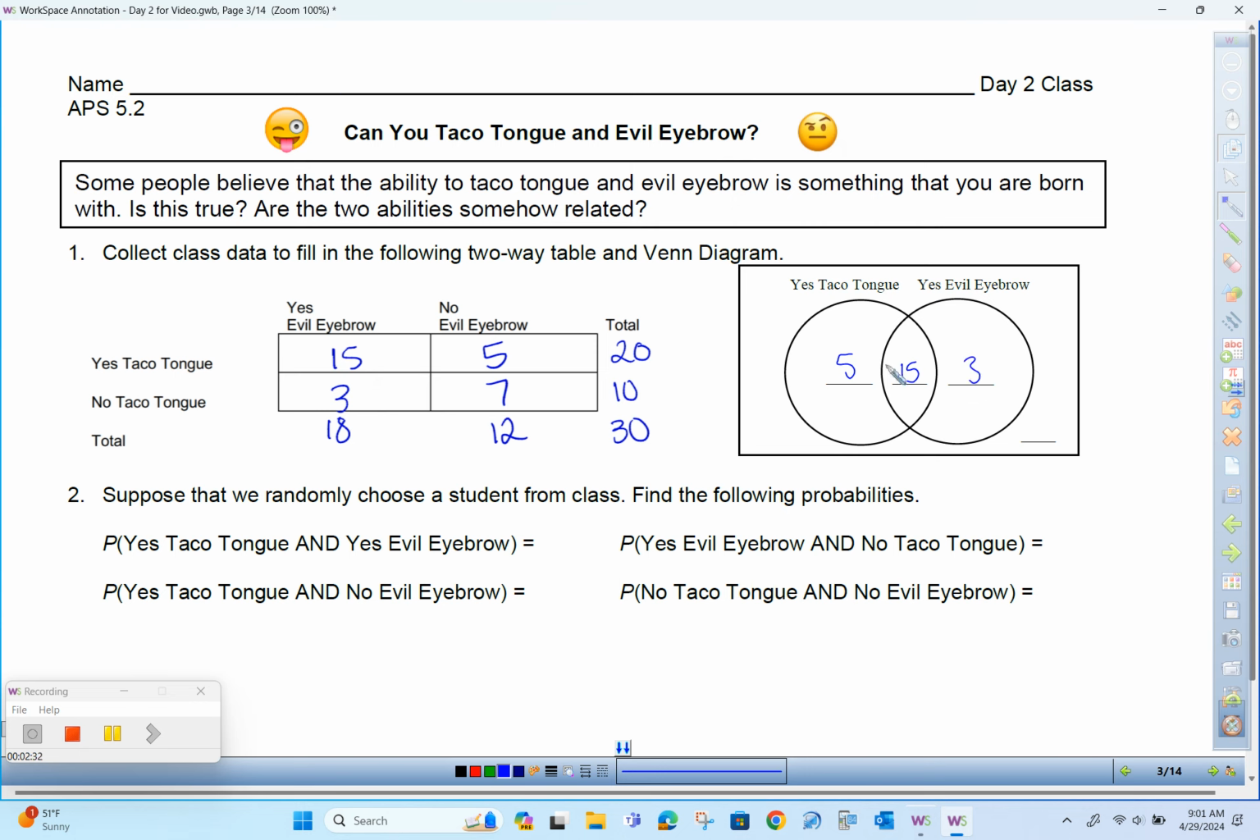And if you'll notice, if you add these 3 together, we've got 23. There are 7 people who we haven't talked about yet. Those 7 people are the double no's, the neither. So this represents our neither. Here in the middle is our both. And then on the sides is our only.